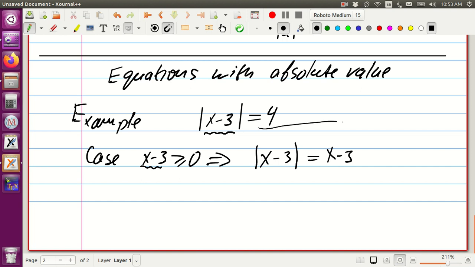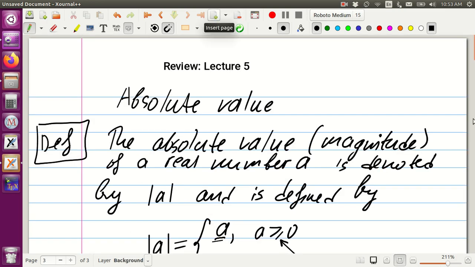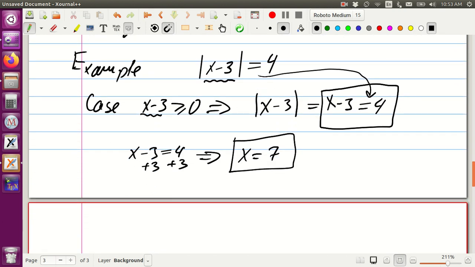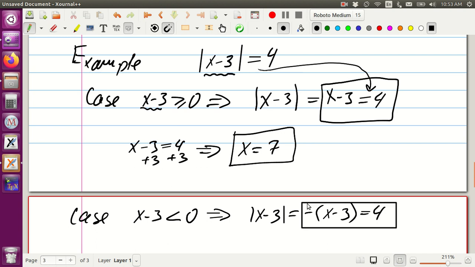And from the equation, we get that x minus 3 is equal to 4. So this is the equation we're going to solve for this case. We add 3 to both sides, so we get x equal to 7. That's our first solution. But unfortunately, we have to also solve the second case when x minus 3 is strictly less than 0. So this would imply that absolute value of x minus 3 is equal to negative (x minus 3), and from the equation we set it equal to 4. And so this is the equation that we need to solve.